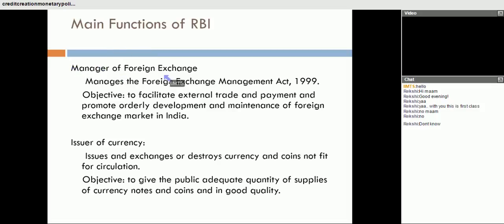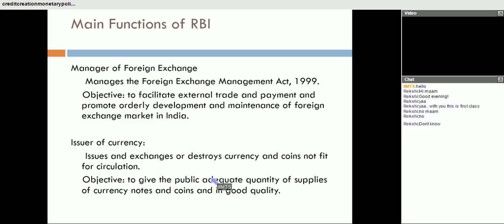Then the next important function is that it is the manager of foreign exchange. How much foreign exchange is going to flow into a country is also regulated by the RBI, along with the free and hassle-free movement of foreign exchange. Because if we have too much foreign exchange in the country, then our own currency will become very weak. It will get devalued. So we need to keep a check on that also. The objective is to facilitate external trade and payment and promote orderly development and maintenance of the foreign exchange market in India.